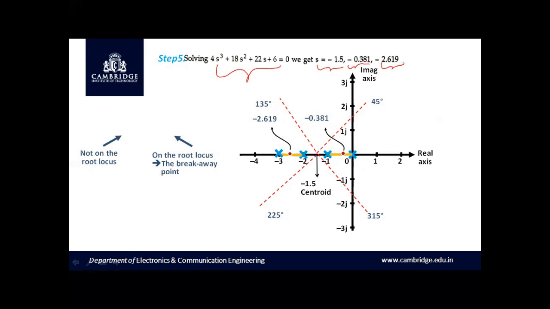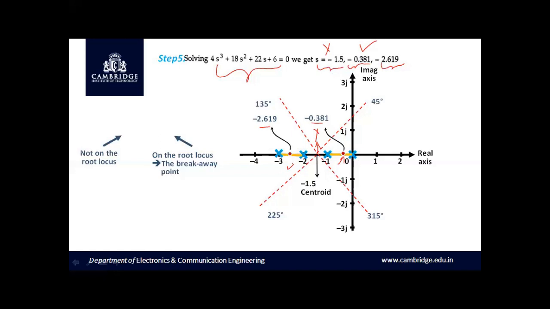Once after getting the breakaway points, we have to check for their validity. So minus 1.5 comes exactly in this region, and this is not valid because it is not in the region of the root locus. Whereas minus 0.381 comes exactly in this region and it is located in the region of the root locus, hence this becomes valid. Also, minus 2.619 comes exactly in this region between minus 2 and minus 3. Hence, this breakaway point becomes valid.